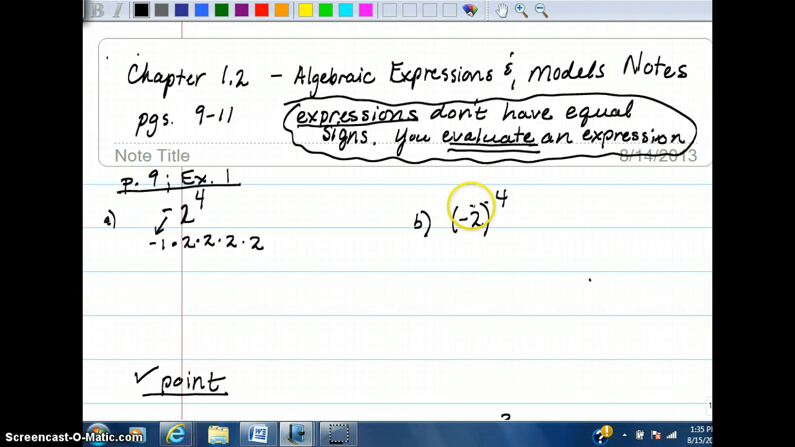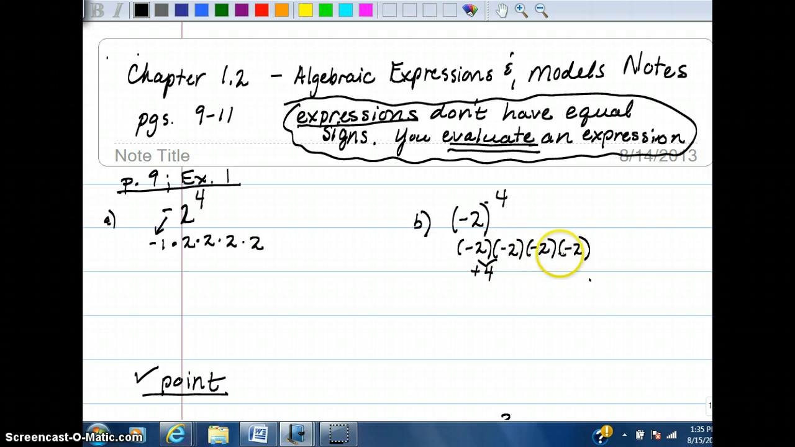B is in parentheses, the negative 2. A, the negative 2 is not in parentheses. When the negative 2, or any number that's a negative, is in parentheses, it means negative 2 raised to the fourth power. You multiply negative 2 together 4 times. I'm going to solve negative 2 and negative 2. I'm going to start with my negatives. Negative and a negative is a positive. 2 times 2 is 4.